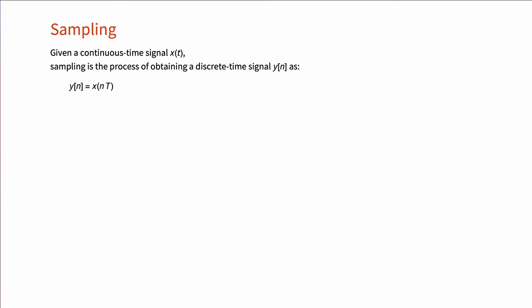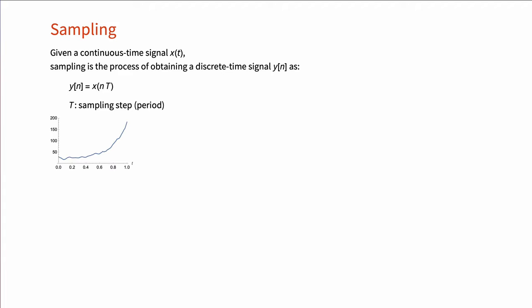Given a continuous time signal x of t, a discrete time signal y of n can be obtained by evaluating x of t at uniformly spaced intervals T. Here, the variable n is an integer, and T is a real value known as the sampling step or period. This process of converting a continuous time signal into a discrete time signal is called sampling.